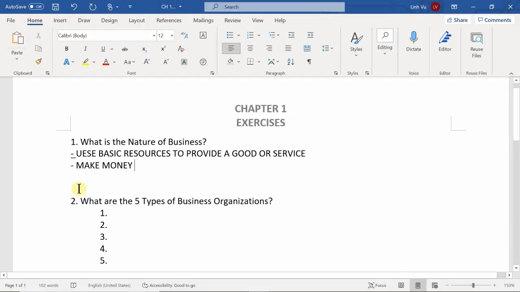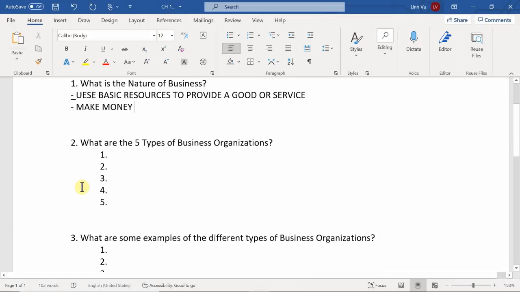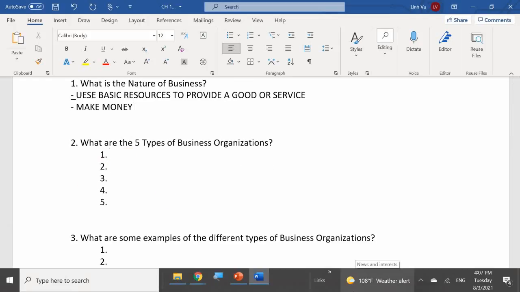Okay, good. Number two, what are the five types of business organizations? Sole proprietor. I don't know how to say the word. This is okay. Sole pro. Partnership. Yeah, sorry. No worries. Sole proprietorship. Yes, it's a little bit complicated. Partnership.